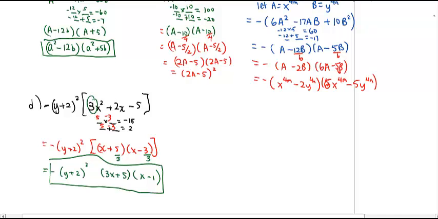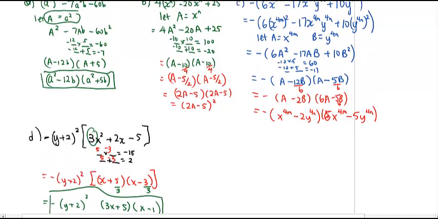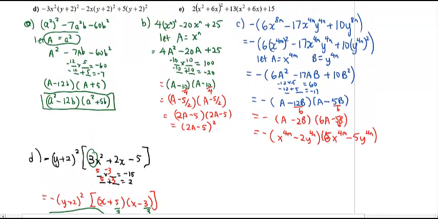And of course, we'll save the best for last. E. Anything we can take out here? I don't see anything we can take out. But we can let A equal x squared plus 6x, because then that equation actually just becomes 2a squared plus 13a plus 15.